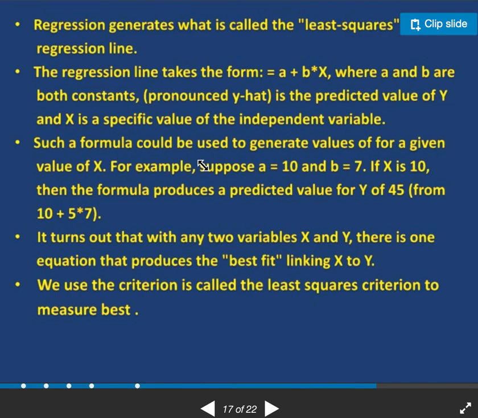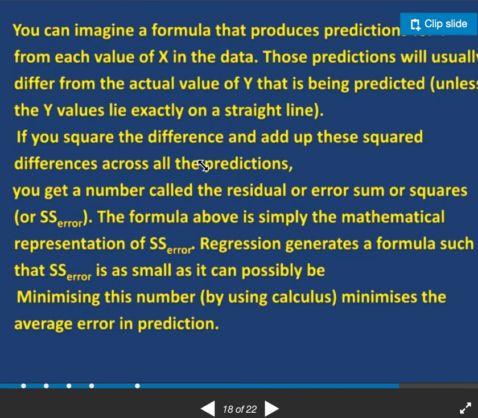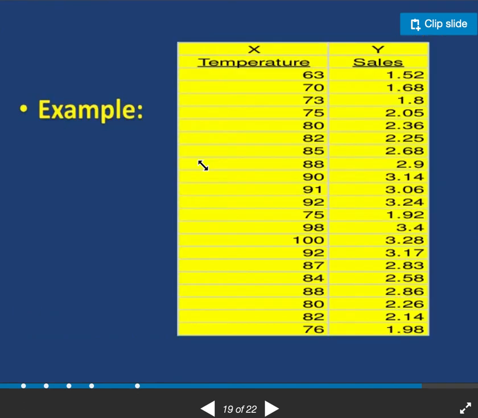And it turns out for the two variables x and y, there is an equation that produces the best fit linking x to y. So again, predicted value. We don't need to know that.